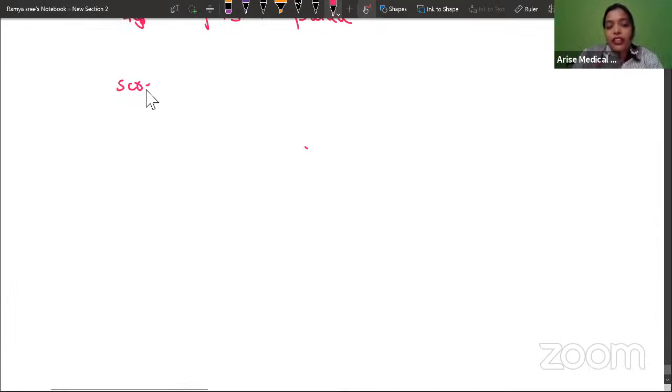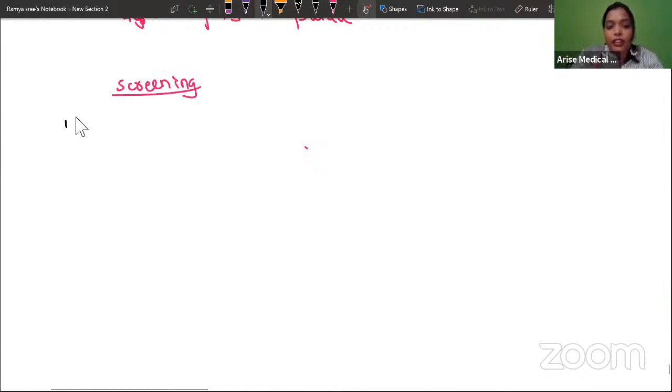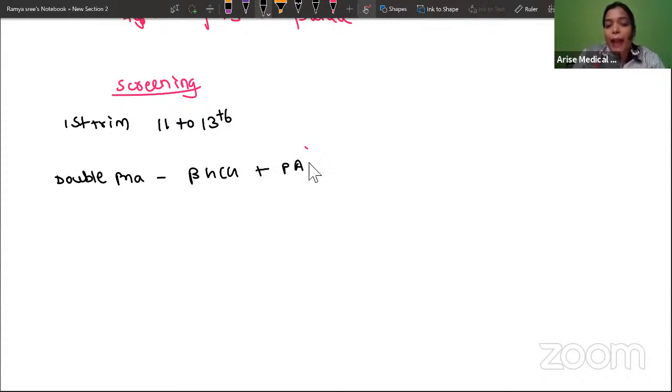Screening methods, again, you have first trimester methods and second trimester methods. First trimester, they are done between 11 to 13 plus 6 weeks. In the first trimester you have the double marker. Double marker is beta HCG plus PAPP-A, not Papa, PAPP-A, right? But the detection rate is very low.